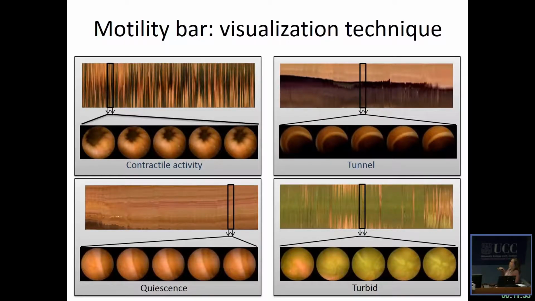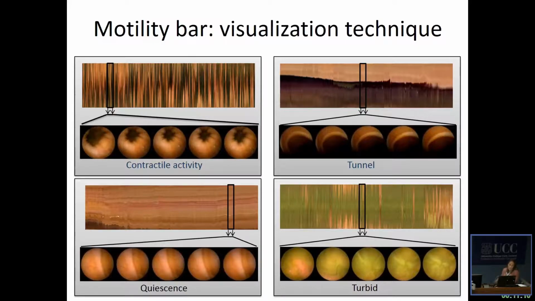Contractile activity. This is the individual images, 5 images. This is 10 minutes of contractile activity. It gives you this sort of tiger-like pattern because the lumen is opening and closing. This is the tunnel pattern. You get this static large black lumen here and a clear wall that stays the same in the motility bar. This is a static period, quiescence. The image is constantly the same, so you don't see changes here. And this is a turbid sequence where there's secretion, so you get this green image inside the bowel.